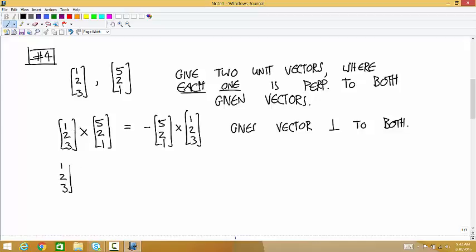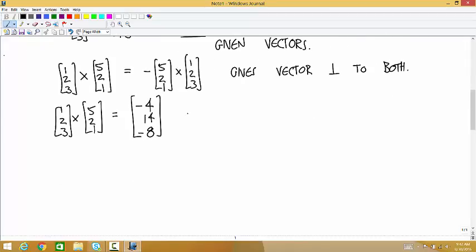Okay, so this one is negative 4, 14, negative 8. So that's perpendicular to both, but it's not a unit vector. To get a unit vector, we want to take a unit vector in this direction, right? If it's in that direction, it'll still be perpendicular, but it'll have a length of 1.